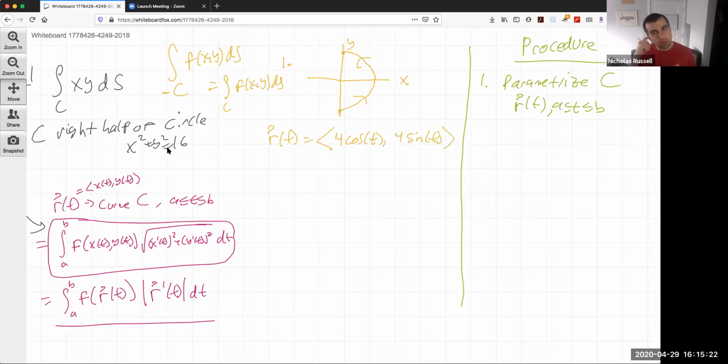And now what's my domain between? Well, you might say to yourself, okay, this is pi over 2, and this is 3 pi over 2, but I need to be moving in the same exact theta direction. I need to be moving always in the same direction. So what I would suggest doing would be thinking about this as negative pi over 2, and this being pi over 2.